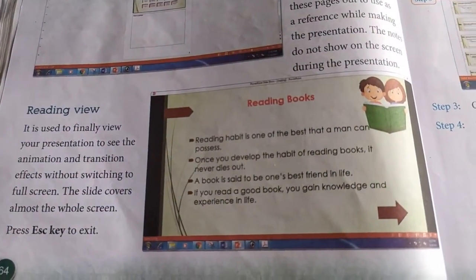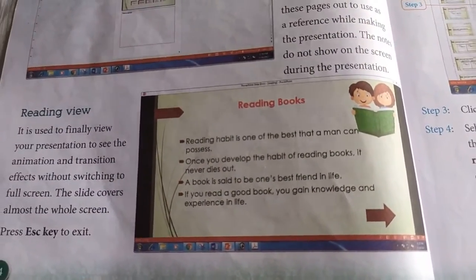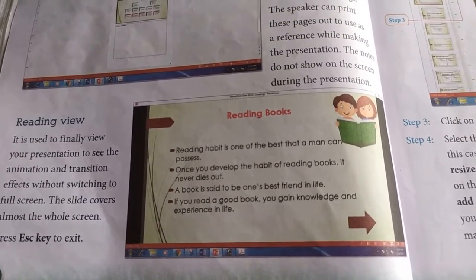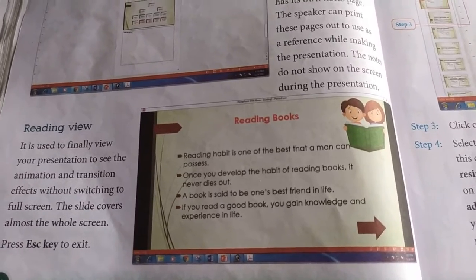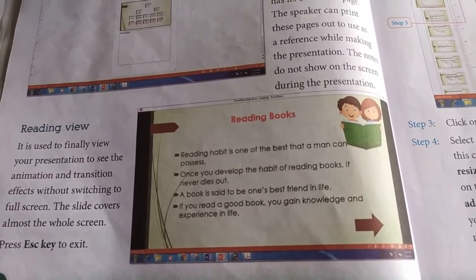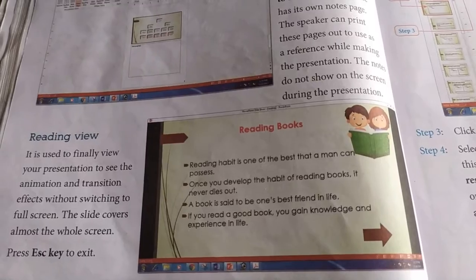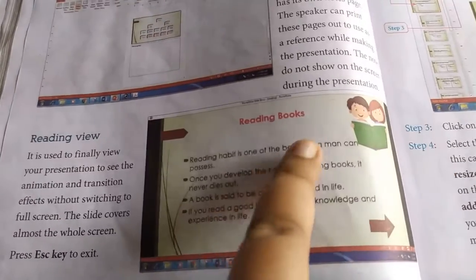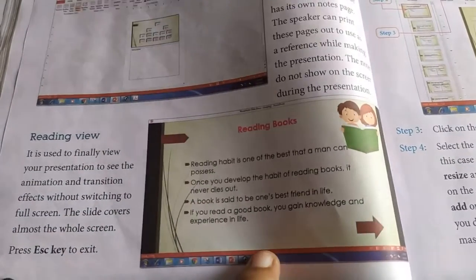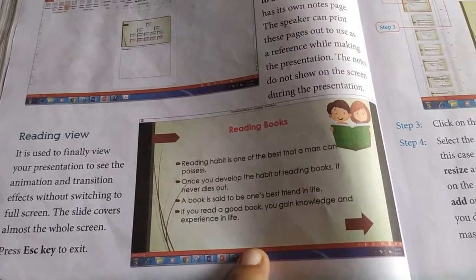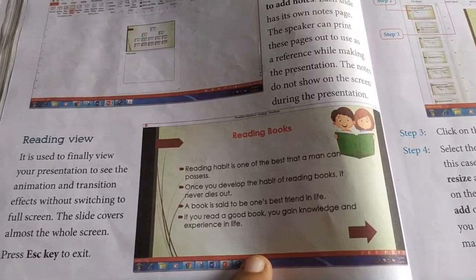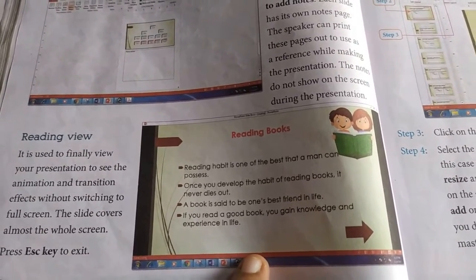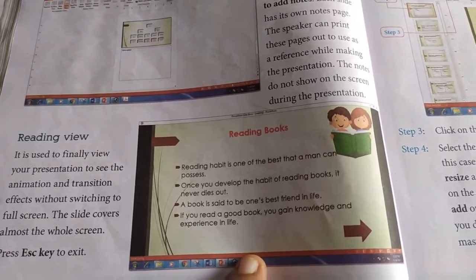Next, we have the reading view. It is used to finally view your presentation to see the animation and transition effects without switching to the full screen. The slide covers almost the whole screen. Press the escape key to exit from here. That means the screen is shown as it will be shown in the presentation. The only thing is, one by one, the animations and transitions will be shown to us.